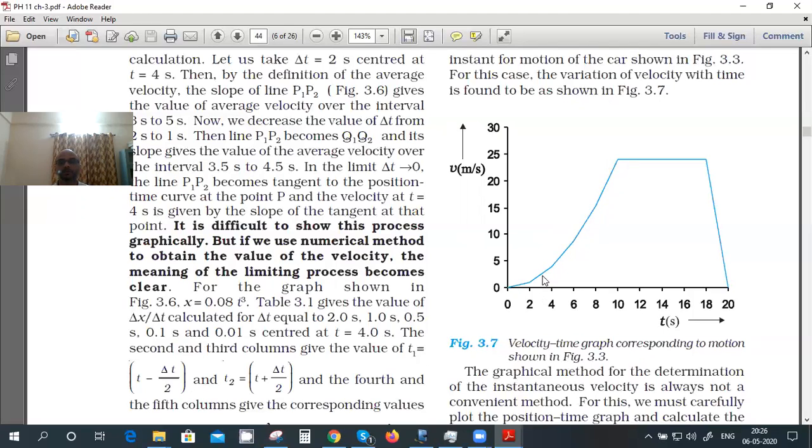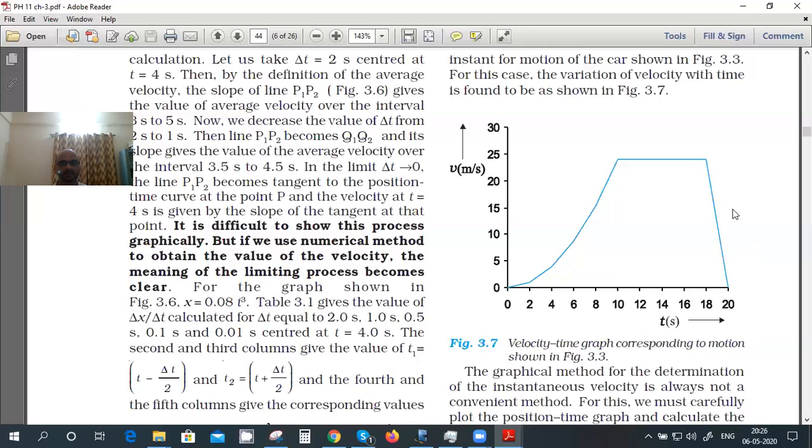Here, as time increases, the slope is increasing. It's becoming steeper. Did you notice that? The slope at this point is more compared to here, so the engine is exerting more force, and the acceleration is more here. And after this point, the engine is off. So the force which is reducing the velocity is constant.